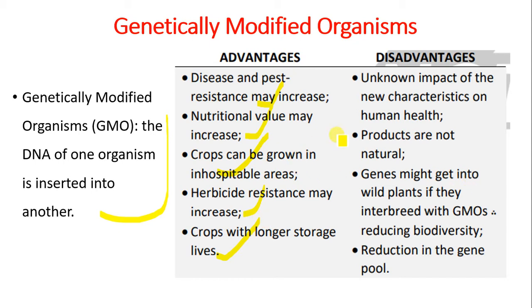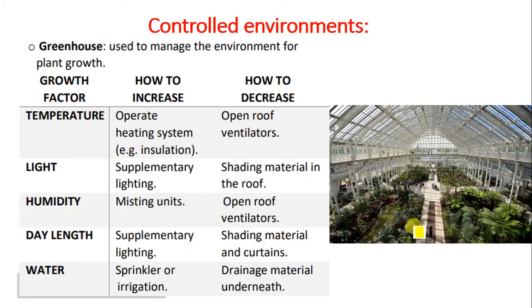But the disadvantages, it has an unknown impact on human health. Products are not natural. Genes might get into wild plants if they interbreed with genetically modified organisms, reducing biodiversity in that instance. So reduction in the gene pool also is an impact of genetically modified crops.